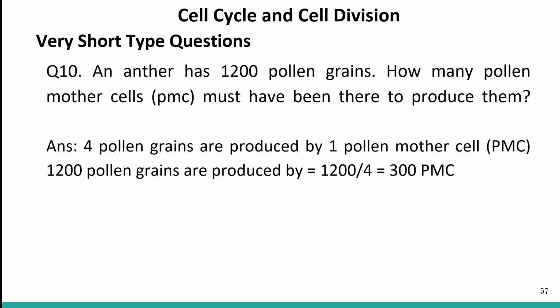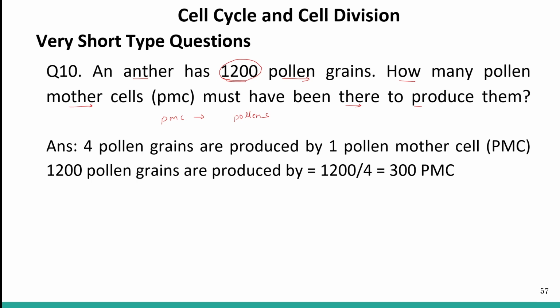Now coming to the next question. Here they are talking about the anther. Anther consists of pollen grains. It is the male reproductive organ. So here they are saying that anther has 1200 pollen grains. Now they are asking how many pollen mother cells? Pollen mother cells give rise to pollens. So how many pollen mother cells must have been there to produce this many pollen grains?